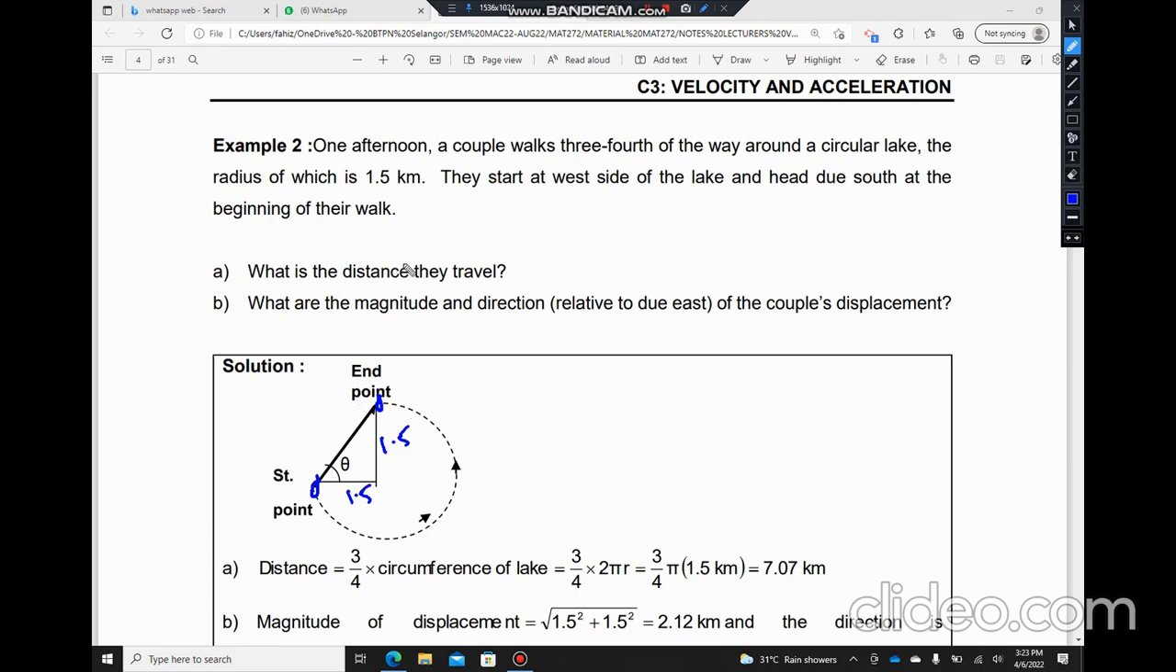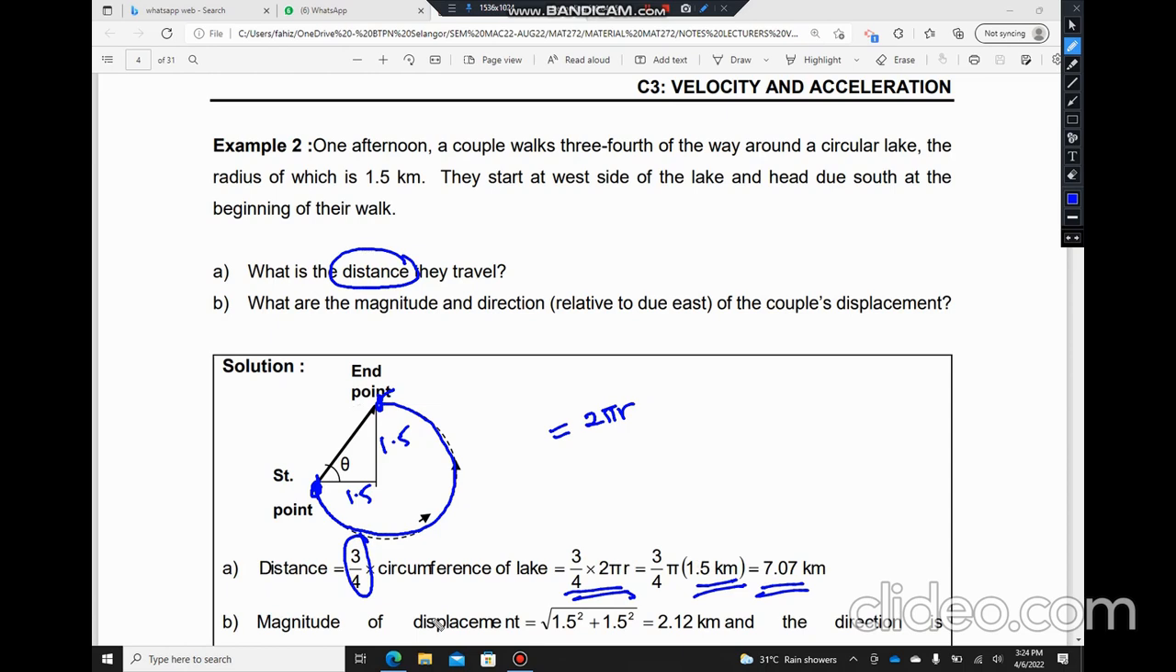Okay, distance ni nampak tak? Kat sini distance bukan displacement. So distance maknanya jarak daripada sini dia gerak sampai ke end point. So you can use formula of circumference of circle, which is 2 pi r, perimeter of circle. Since dia just bergerak 3/4, so 3/4 multiplied by 2 pi r. R is 1.5. So 3/4 multiplied by 2 pi multiplied by 1.5, you get 7.07 kilometer. This one for distance.